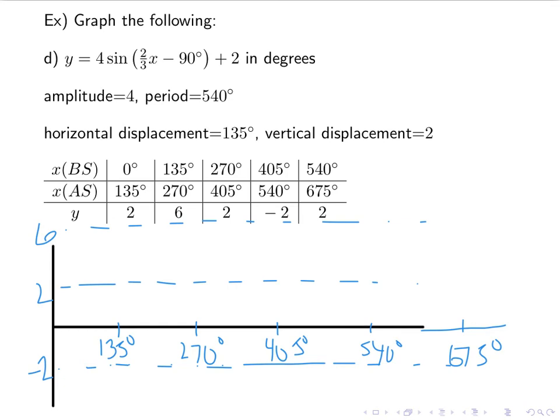Again, when I go to graph them, remember 0 is not one of my points, and I'm starting at 135, which is 2. 270 is 6. 405 is 2. 540 is -2. 675 is 2. And again, I'm going to have that space right here without the graph. It would really continue in that direction, right? But again, I want to focus on one cycle being shifted over. So I don't want to put that there. I want to show the fact that it's moved over.